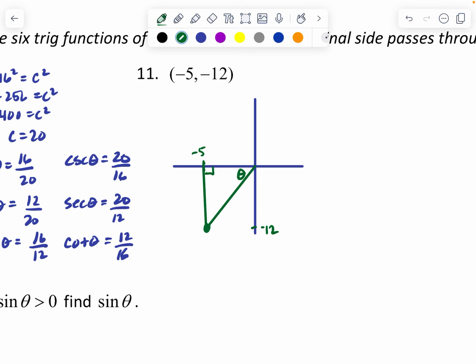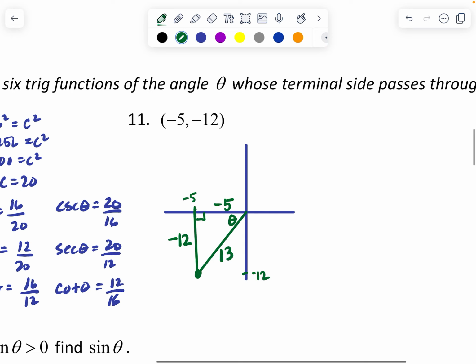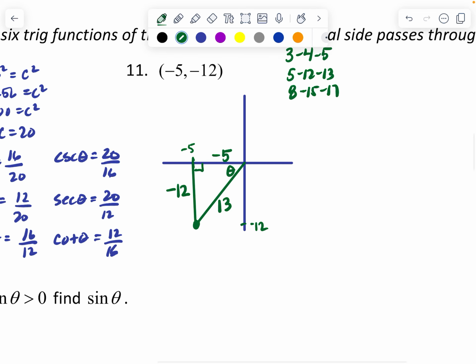Here's your theta. So let's label these sides. I went left 5, so it's -5. Then I went down 12, so it's -12. This is a 5, 12, 13 triangle. Remember, if you want to help yourself for tomorrow, know that this is a triplet: 3, 4, 5, 5, 12, 13, and 8, 15, 17. Those are all really good triplets that you should probably know. So now we can answer all the questions.